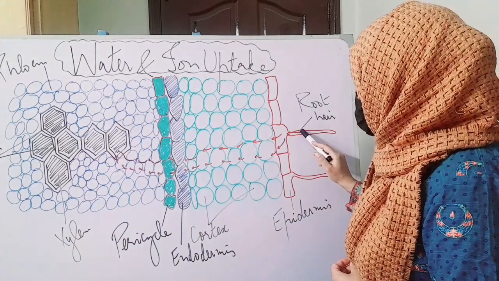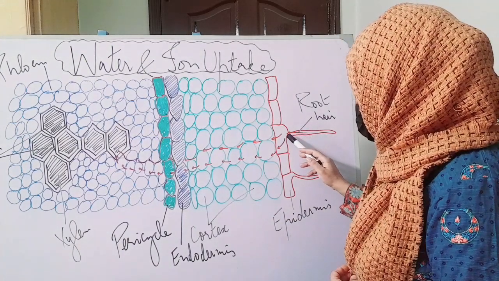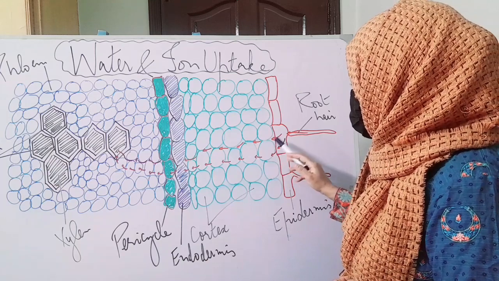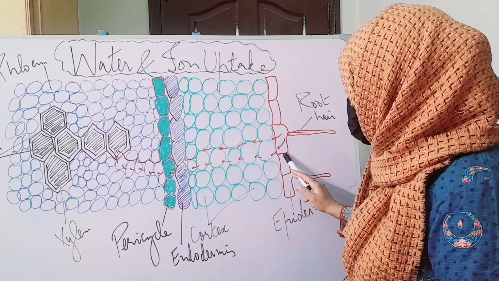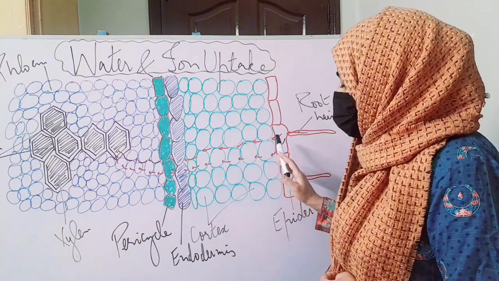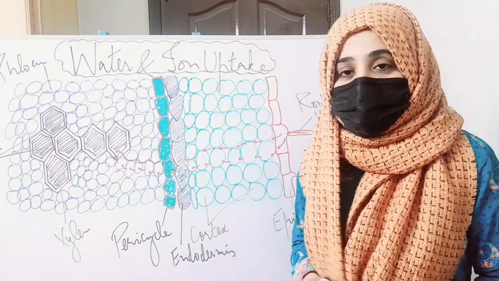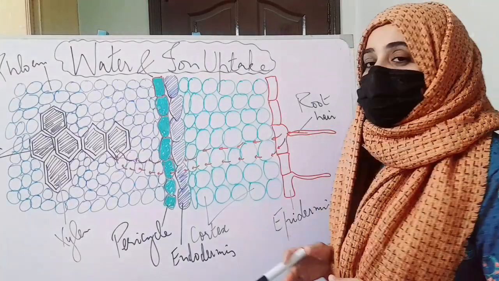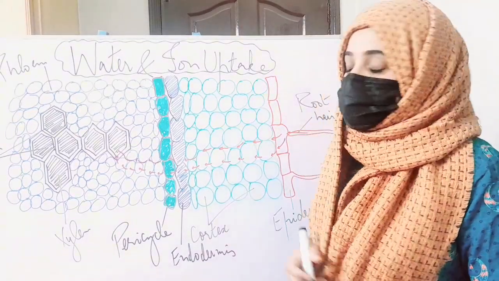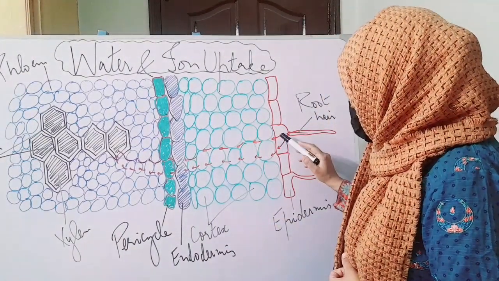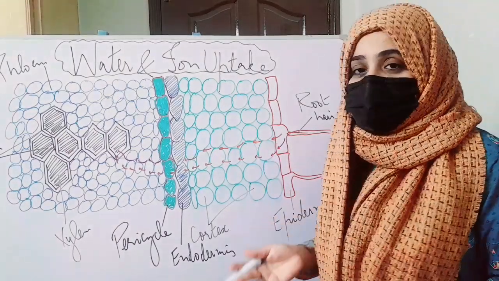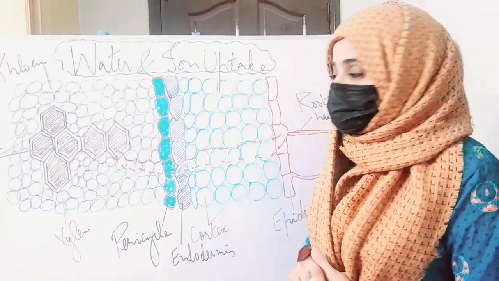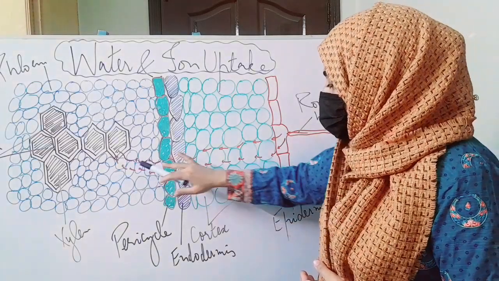Now after entering the root hair, water moves through the epidermis, and from the epidermis it enters into the cortex. In addition to water, salts and minerals are also absorbed by the root hair through the process of active transport or diffusion. Now after entering the epidermis, there are two ways of movement of water and mineral salts through these layers of cells.